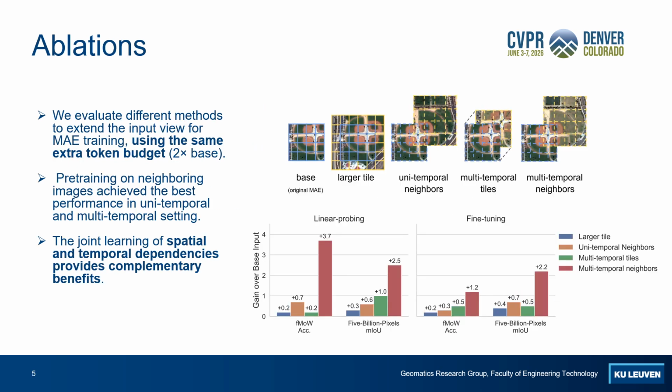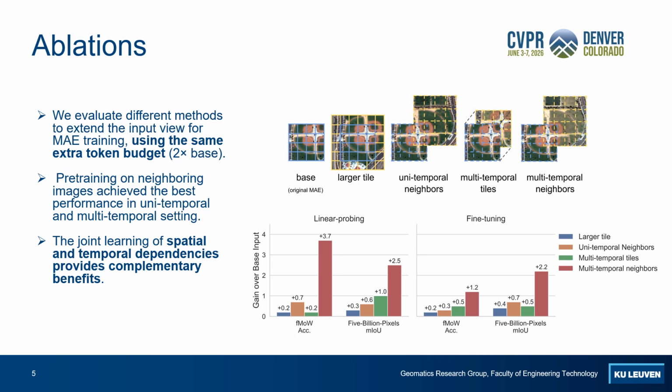Next, we analyze where the improvements come from. A key question is whether NeighborMAE works simply because it sees more pixels, or because neighboring images provide more useful spatial context. To answer this, we compare different ways to extend the input view using the same extra token budget, approximately 2 times the base input used by standard MAE. The result shows that simply using a larger tile gives only limited improvement.